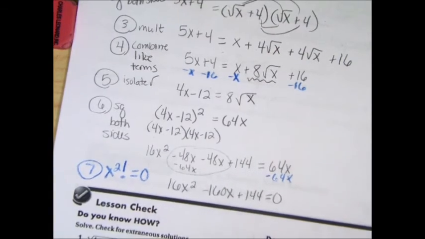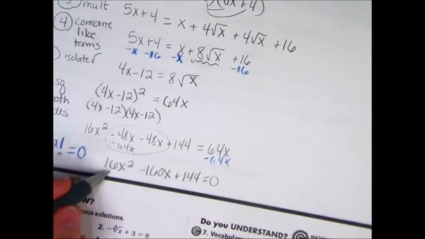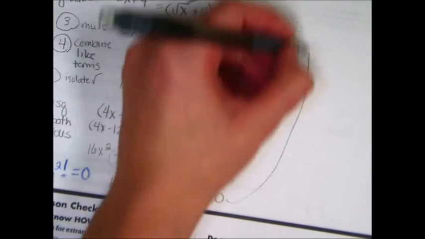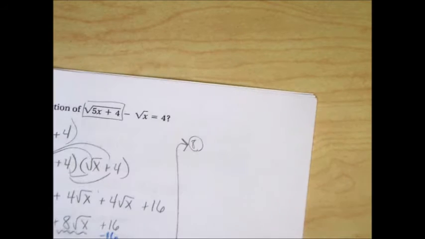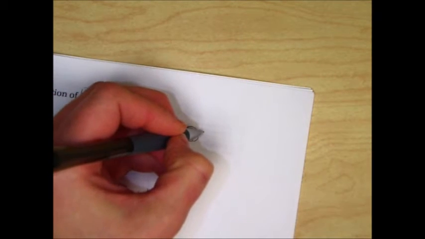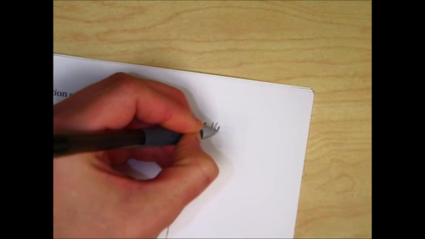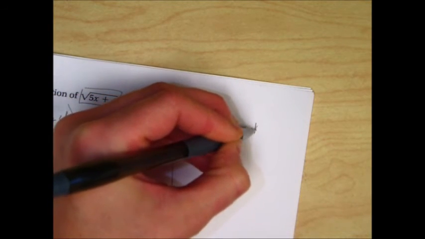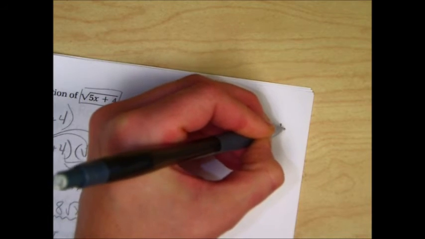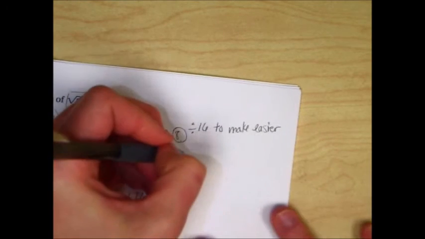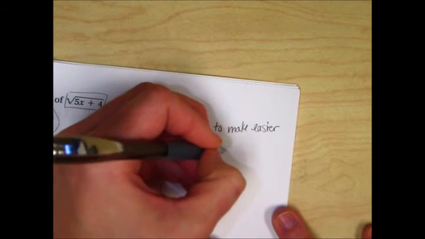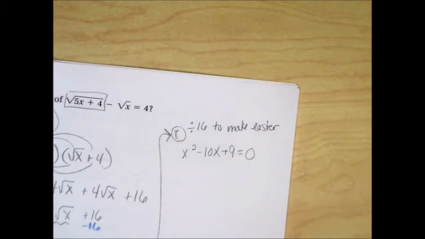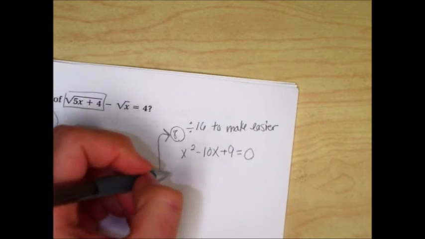Now if we go back up here, this would be a pain to factor. So what I'm going to do is I'm going to go way up. I'm going to divide everything by 16 because it's going to make it easier. So write divide by 16 to make easier. Okay, so that gives me x squared minus 10x plus 9 equals 0. Okay, all I did is I divided everything by 16.